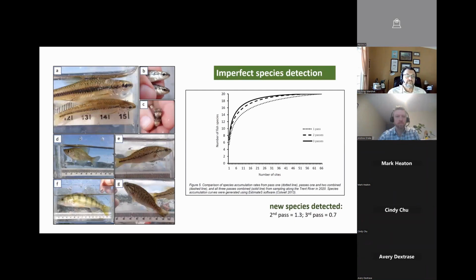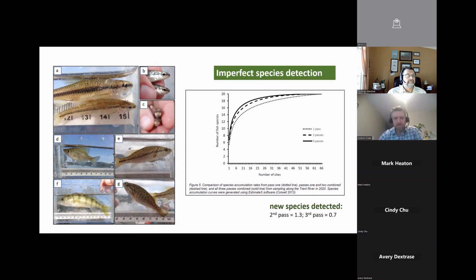So getting to the results of that study, we did detect, I believe, at least 22 species, including blacknose shiners or blackchin shiners and pugnose shiners, as well as some basses and perches and sunfishes.